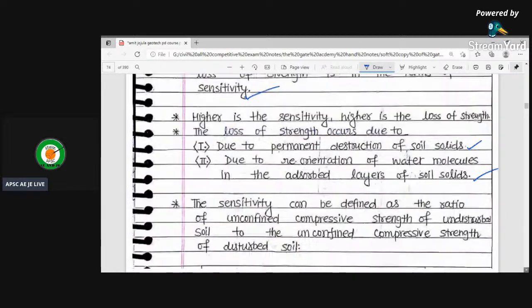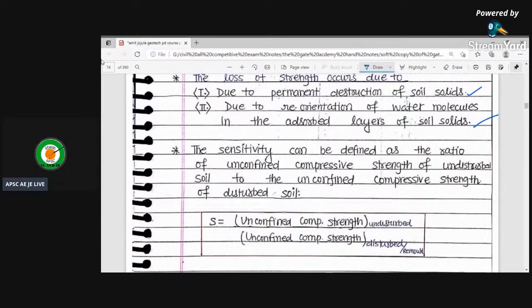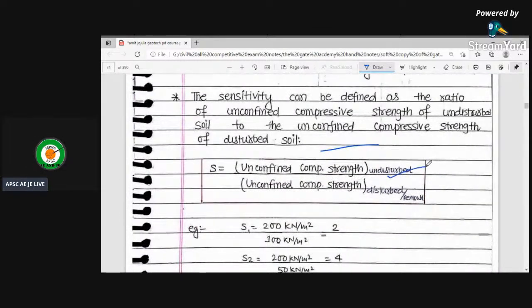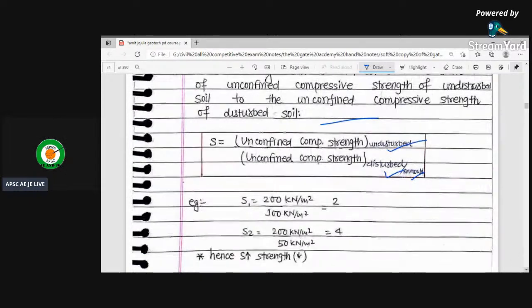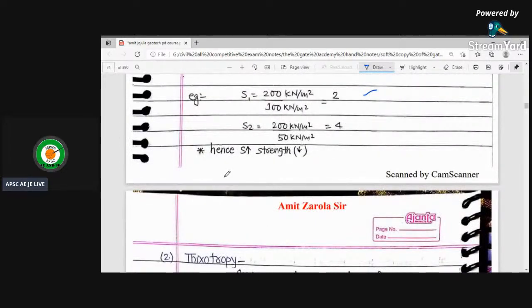So sensitivity, basically the different definition is the sensitivity can be defined as a ratio of unconfined compressive strength of undisturbed soil to the unconfined compressive strength of disturbed soil. So S is nothing but unconfined compressive strength of undisturbed divided by unconfined compressive strength of disturbed or remolded. So example, if unconfined compressive strength is 200 and unconfined compressive strength of disturbed or remolded is 100, then it is 2. Similarly, if it is 200 for undisturbed and 50 for disturbed, then the sensitivity is 4. Hence, S যদি আমাৰ বাঢ়ি যায়, strength টো কমি যাব. So that means soil টোৰ কাৰণে sensitivity বেছি, so strength will be less.